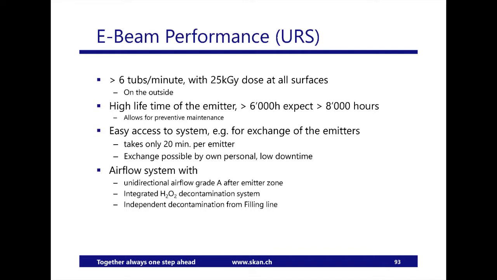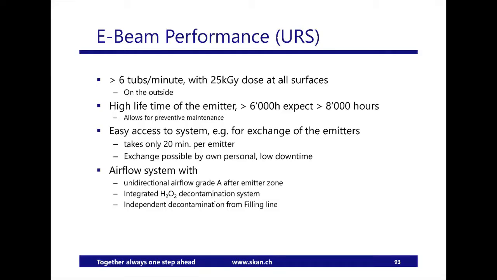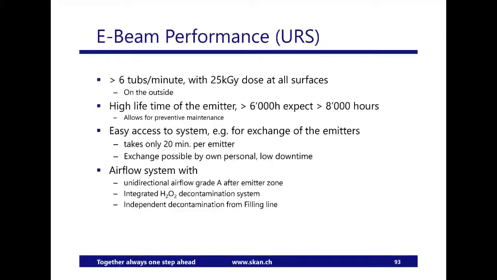So what is an E-beam performance usually doing? If you write a URS, for example, you should write, you will have 6 tubs per minute going through an E-beam system with 25 kilogray on all surfaces on the outside. You expect a high lifetime of the emitter, at least 6,000 hours and maybe even more, so that it allows for preventive maintenance. Not that you're somewhere in the vaccine business running these things and the emitter goes off and you need to exchange the emitter while your batch is waiting. That's a bit of an annoying part.